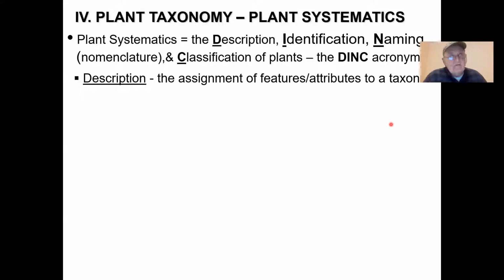The diagnosis is shorter and economically the smarter thing to do if you're paying somebody to do it. So the International Code allows you to get away with a diagnosis, but a description is everything you could possibly describe. It could be a couple of 8.5 by 11 pages, whereas a diagnosis might be a paragraph. The diagnosis would be the minimum information you can give from the description that will separate your species from its closest relative.